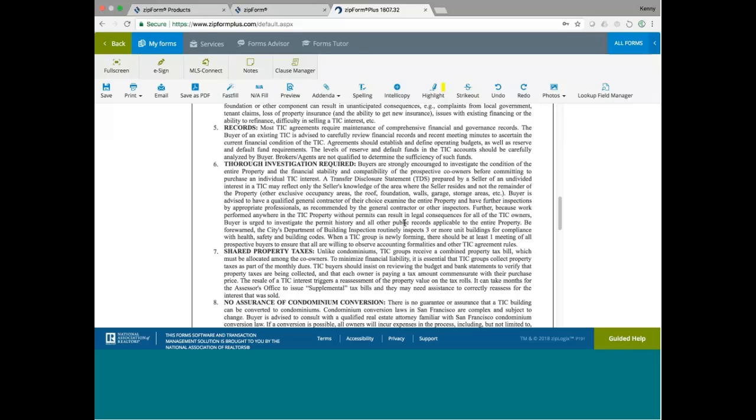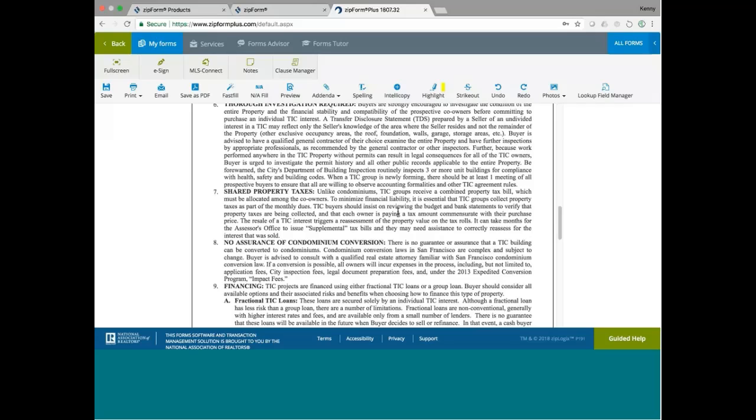Shared property taxes. Now, if you're a buyer, you know that the TIC owners all contribute to the property tax. They only get one property tax bill. They don't get 4 property tax bills, only one. So somebody would have to tell the rest of the TIC owners how much each person is required to contribute to the property tax. Okay?